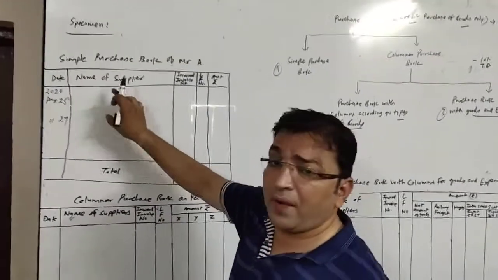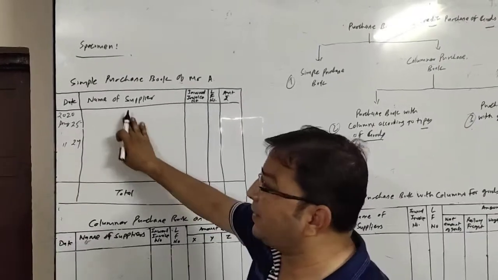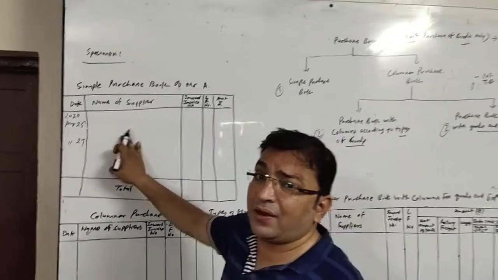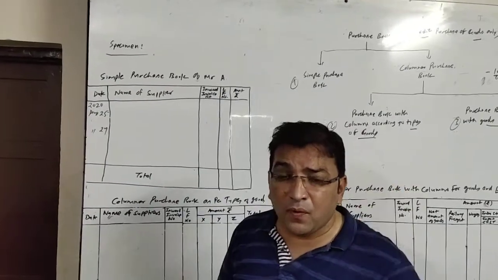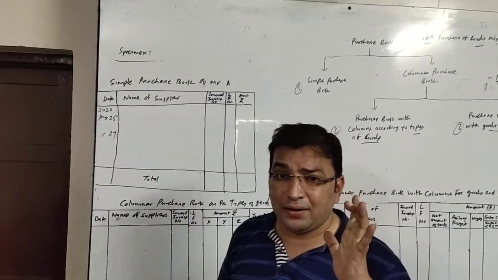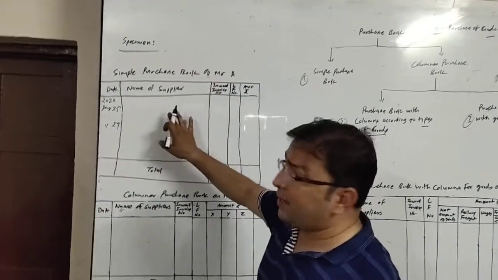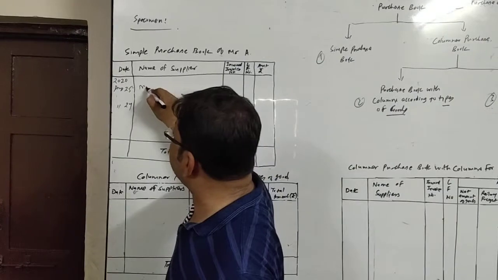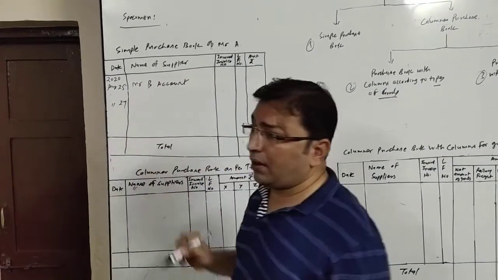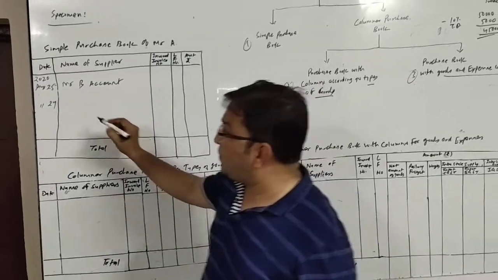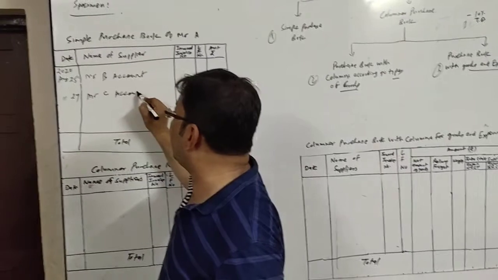Then the second column is name of supplier. In this column we do not write any kind of journal entry, we only write the name of the person from whom we are buying goods on credit. Suppose we are purchasing goods on credit from Mr. B, so here we will write Mr. B account. Suppose from Mr. C, then Mr. C account.